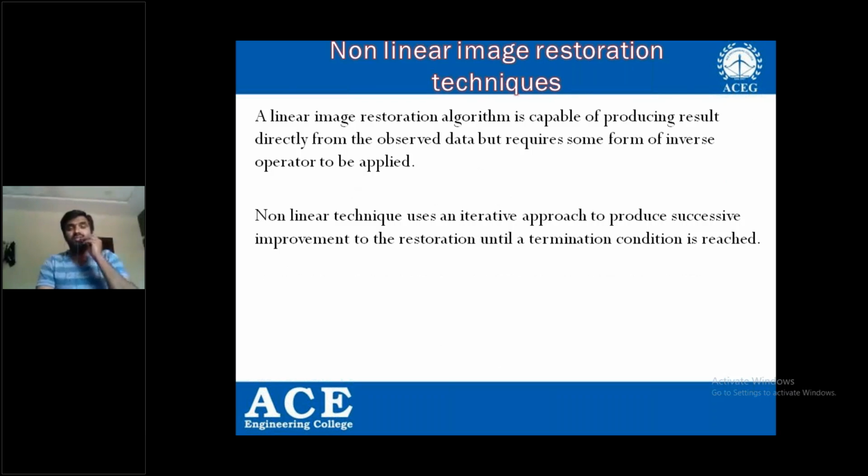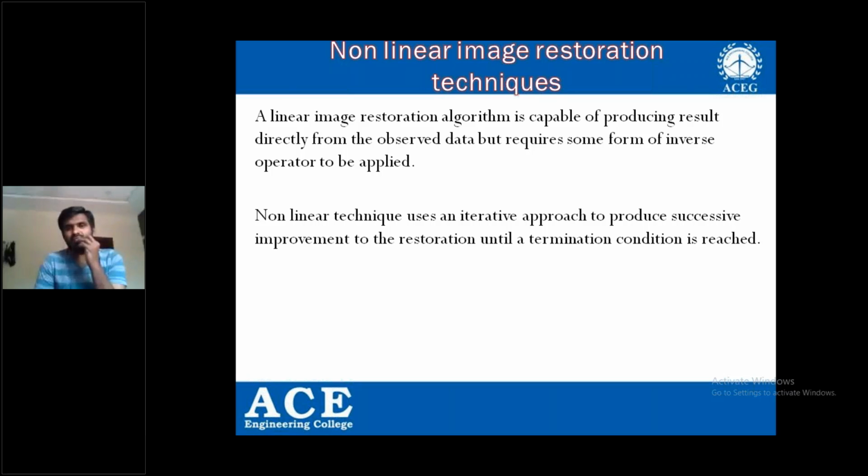Another method is the nonlinear restoration method. In the nonlinear case, we have seen that it is an iterative method. A linear image restoration algorithm is capable of producing a result directly from the observed data, right? But it requires some form of inverse operator to be applied.